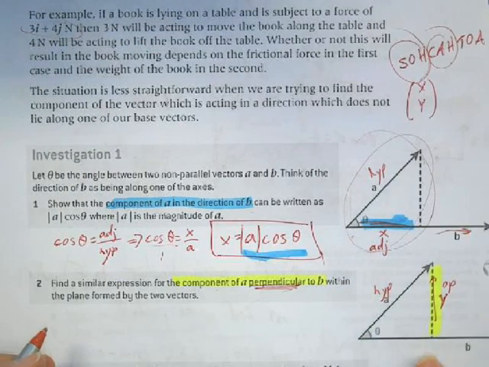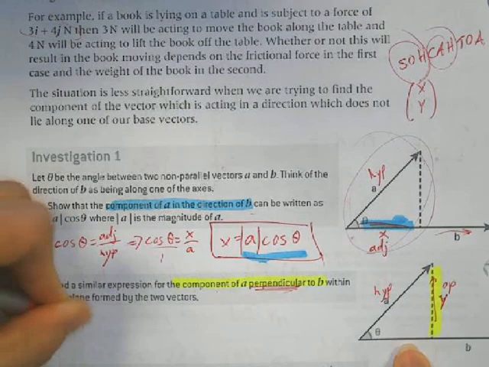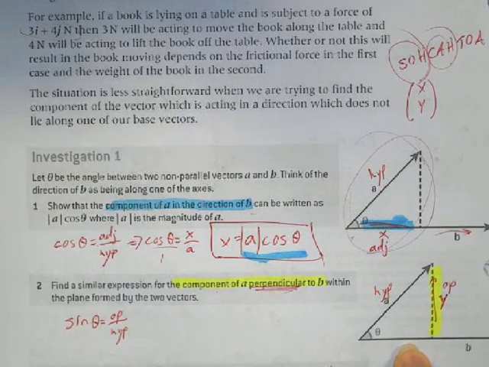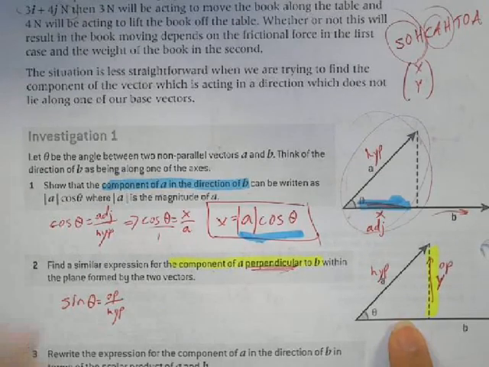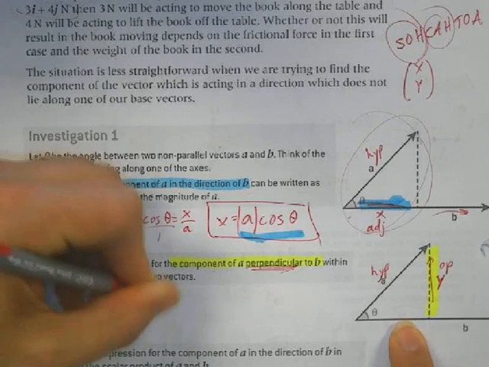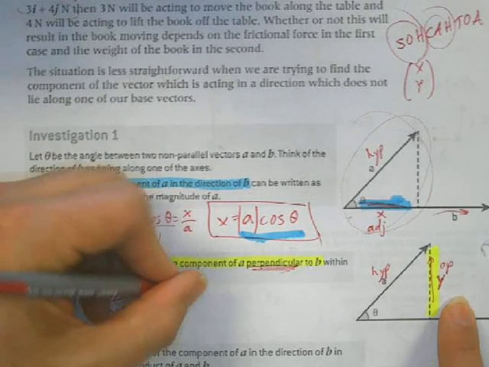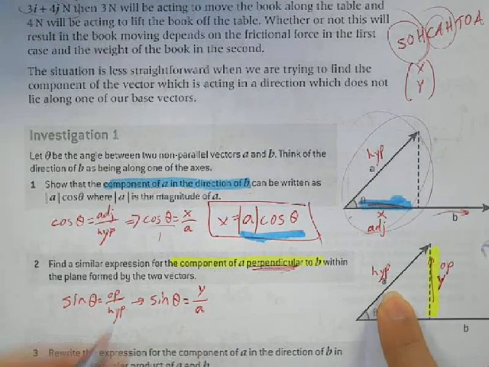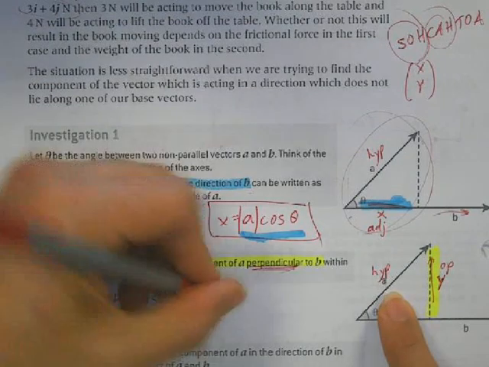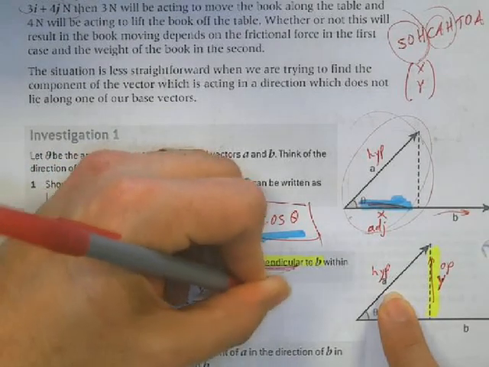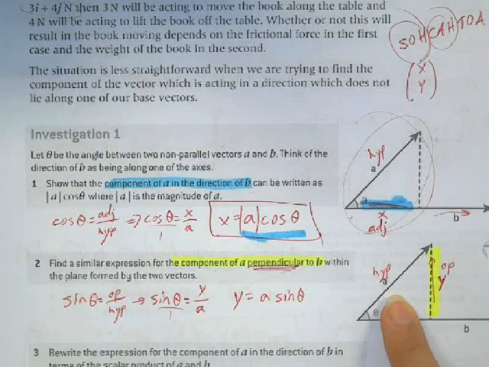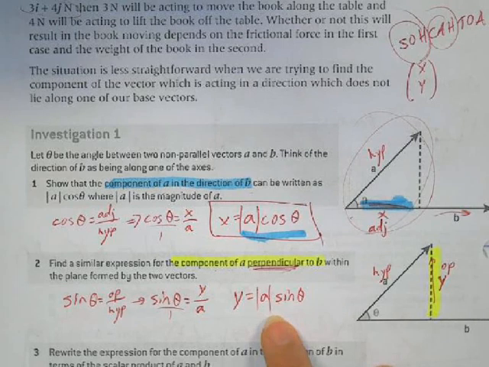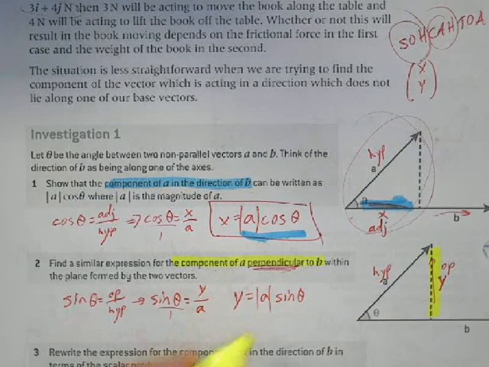And so if I've got opposite and hypotenuse, I'm going to be using sine. So sine theta equals opposite over hypotenuse, right? So I can think of this as sine theta equals y over a, and I could put this over 1 and cross multiply, and then I end up with y equals a sine theta. And just like before, we're going to put the absolute value, because that's always going to be positive. Okay.